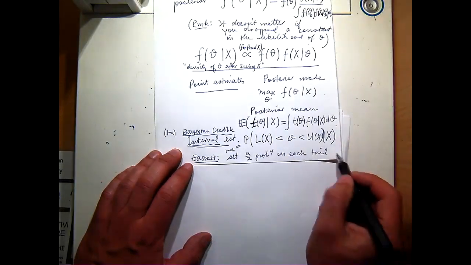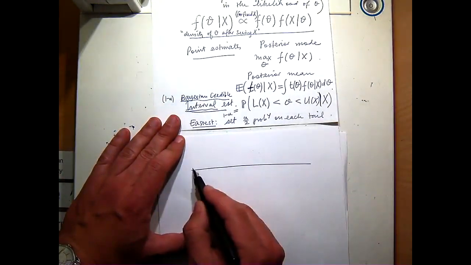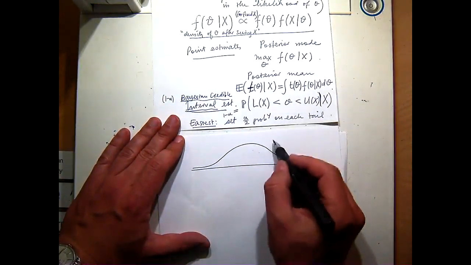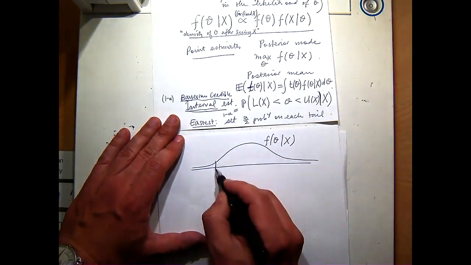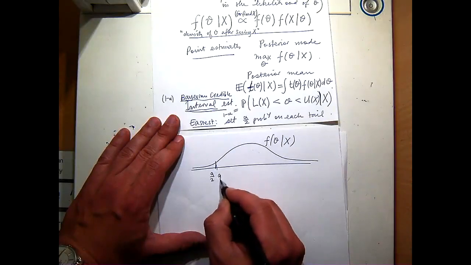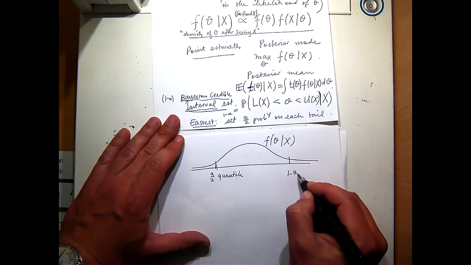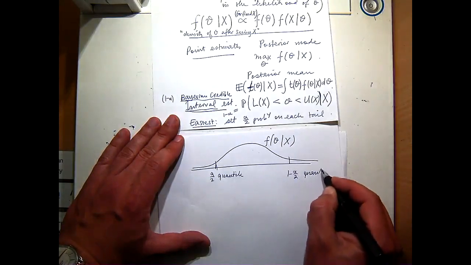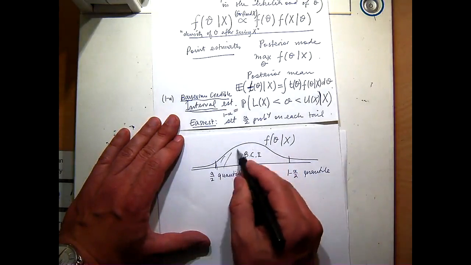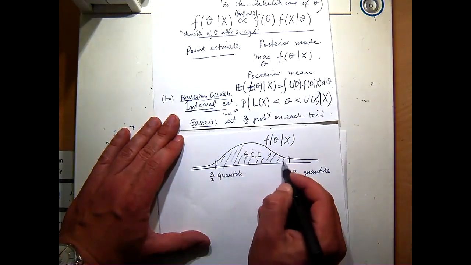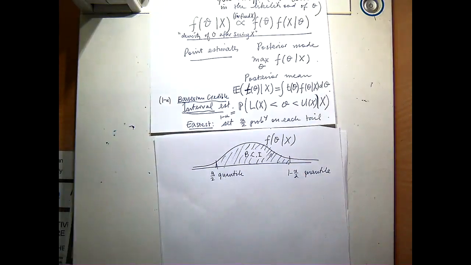Finding the Bayesian credible interval is nothing other than finding the quantiles. If this is the density of theta given x, some density, you just find the alpha over 2 quantile and the 1 minus alpha over 2 quantile. And this is the Bayesian credible interval. It's just everything in here. And that clearly has 95%, or 1 minus alpha proportion, of the posterior probability.